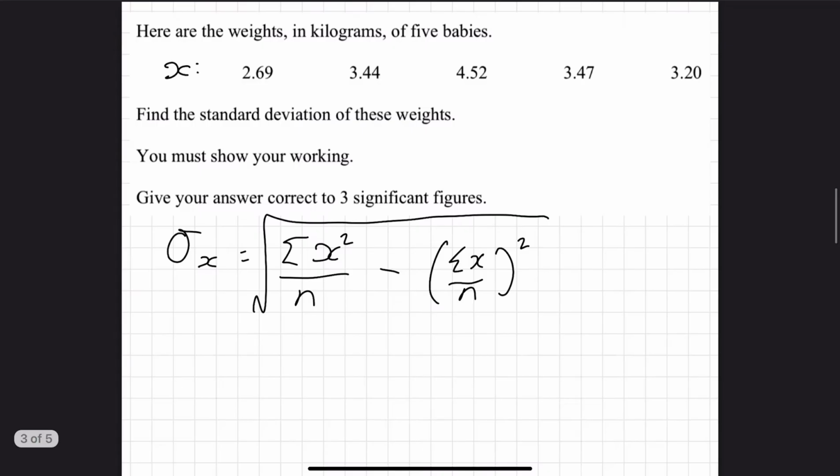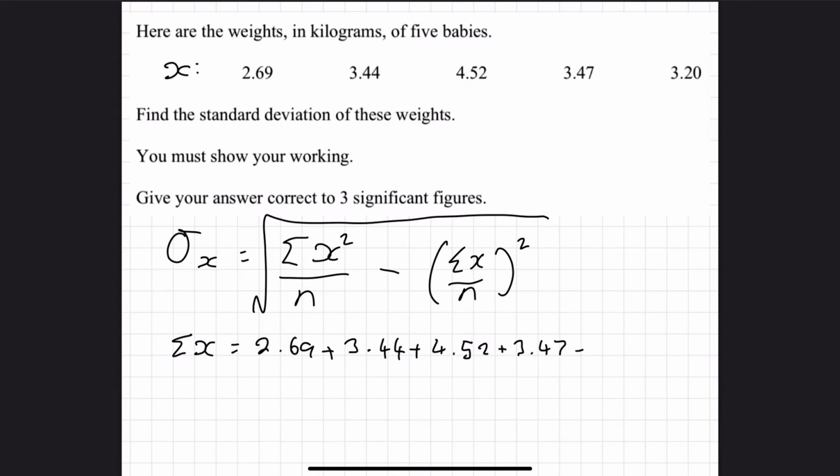So what I might start by doing is writing out what I know. So let's work out the sum of x, which is just adding up your x values. So we've got 2.69 plus 3.44 plus 4.52 plus 3.47 plus 3.20. Because this is a calculator course, you can use your calculator and just add up all of these.